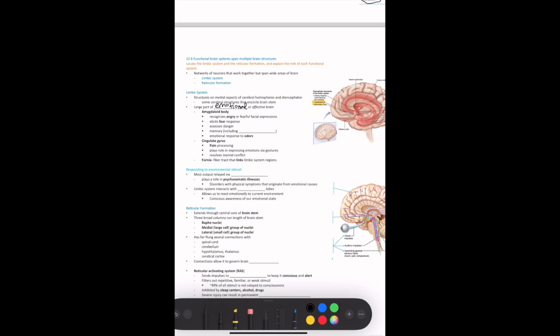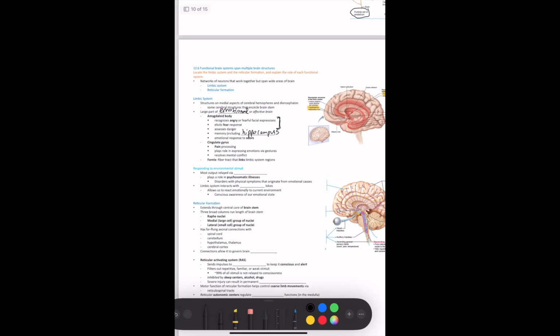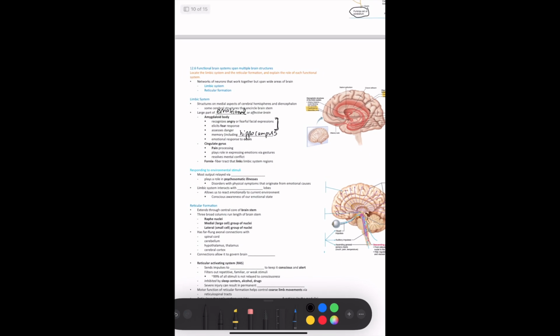It helps to recognize angry or fearful facial expressions, elicits the fear response, assesses danger. So we can group all three of these here together. It also has a role in memory, including another structure that has a big role in memory, the hippocampus. The cingulate gyrus. So the cingulate gyrus is this structure right over here.